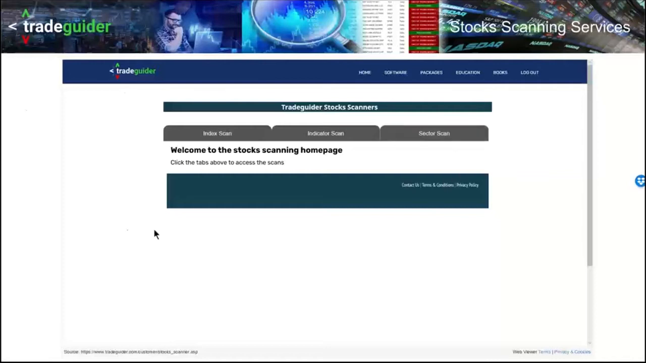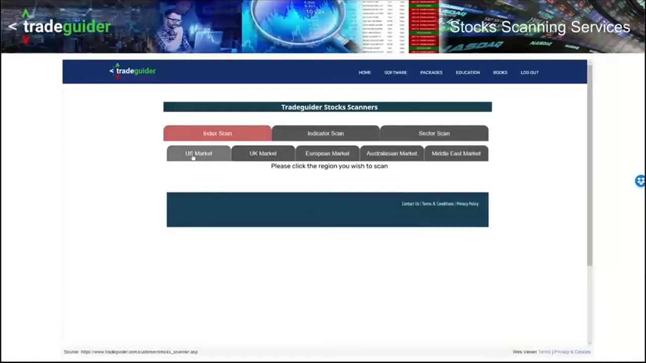This is the scanning services homepage once you log into the customer area. And here you see the 3 scanning services. If I kick off with the index scan, that immediately brings up the geographical markets that we'll be covering. We'll be launching today, like last week, with the US and Canada market and the UK market. And we'll be bringing on these markets in line, as I've mentioned, over the coming weeks.